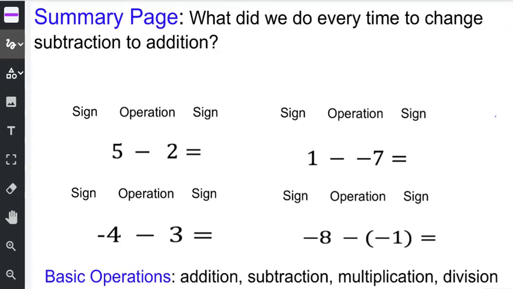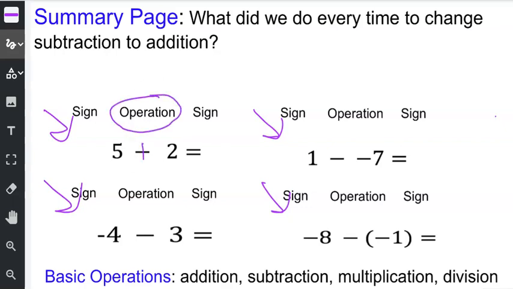Let's summarize what we learned today. So the question I have for you is, what did we do every time to change subtraction to addition? So I want you to realize that whether we were taking a positive and subtracting a positive, or a positive subtracting a negative, or a negative and subtracting a positive, or a negative subtracting a negative, we did the same thing every time. The operation always changed to addition.